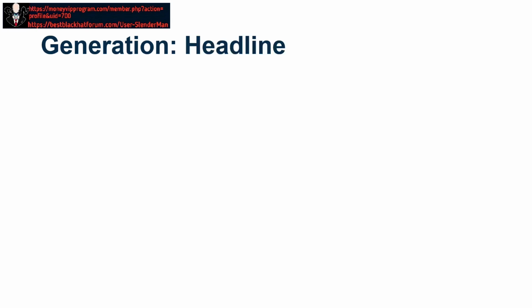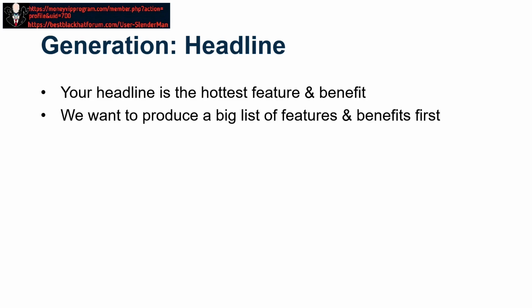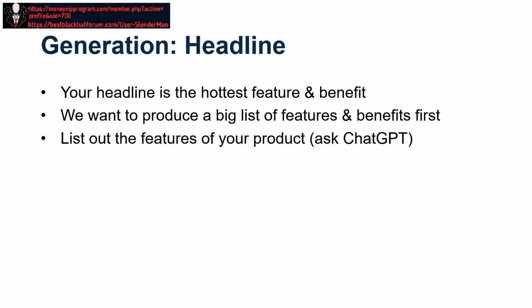All right, so let's generate headlines. Like we know, the headline is the hottest feature and benefit. And we want to produce a big list of features and benefits first, because we're going to take our headline from that feature and benefit. So list out all the features of your product.